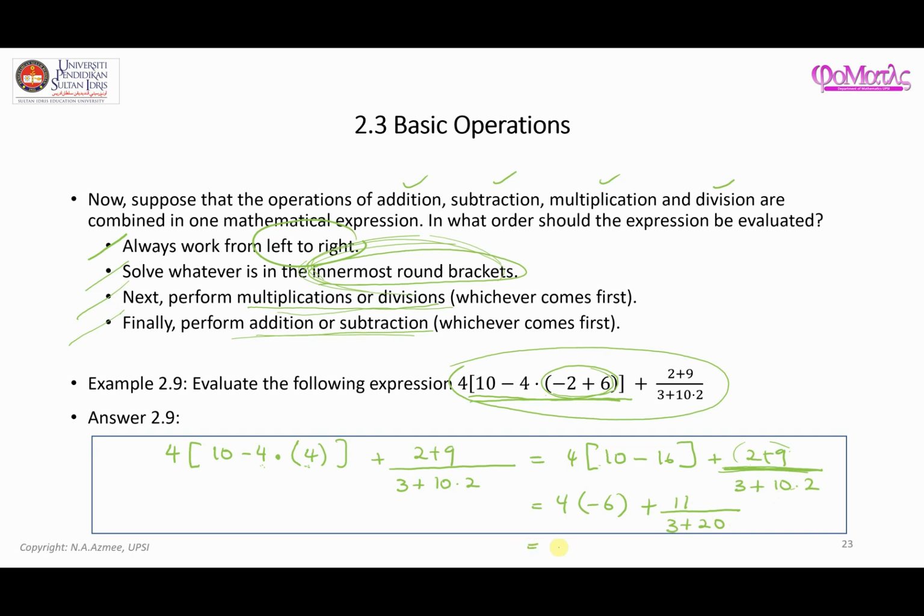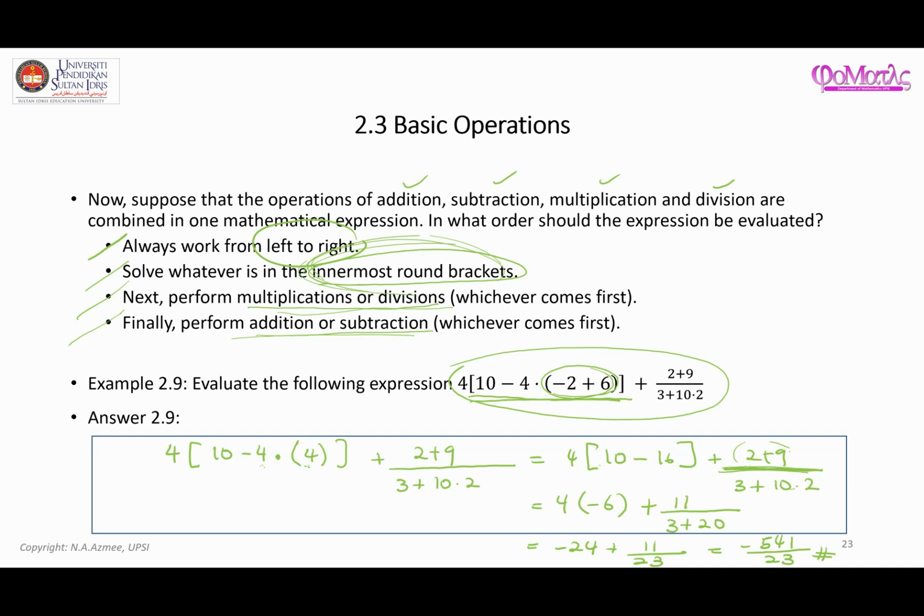So next we got here negative 24 plus 11 over 23. Okay, and if you punch in your calculator, so we've got negative 24 plus 11 over 23. The answer is going to be about negative 541 over 23. Okay, so I think that's about it.